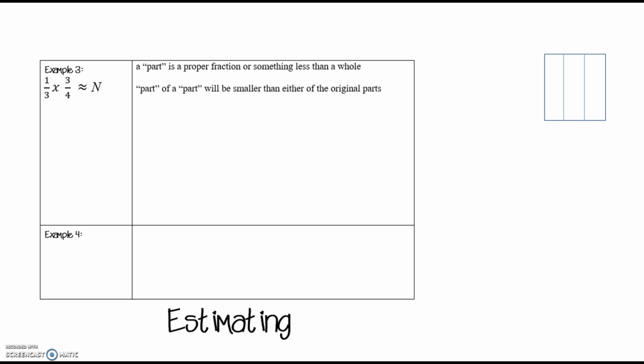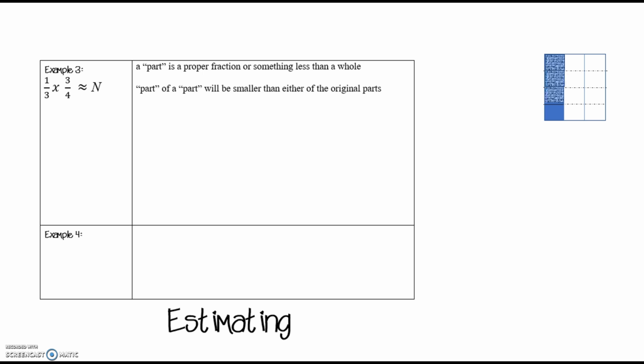You can see that in this brownie pan model that I have here for you. I'm going to represent 1/3 by dividing this into 3 parts and shading the 1/3 in blue. And next I am taking 3/4 of it, or 3/4 of the 1/3. So I'm going to divide the 1/3 into 4 parts. And I need to shade in 1, 2, 3 of those parts.